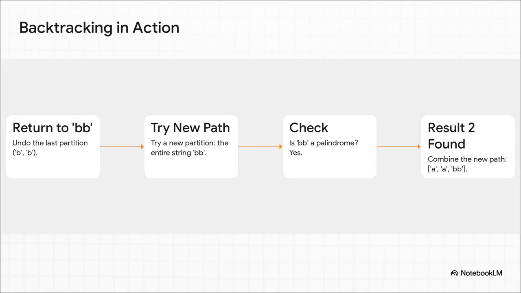So remember that last detective looking at B? It backtracks. It undoes its last move. Instead of splitting it into B and B, it says, wait a minute, what if I take the whole thing? Is BB a palindrome? Yes. So now we have a second complete solution, AABB. See how that works?